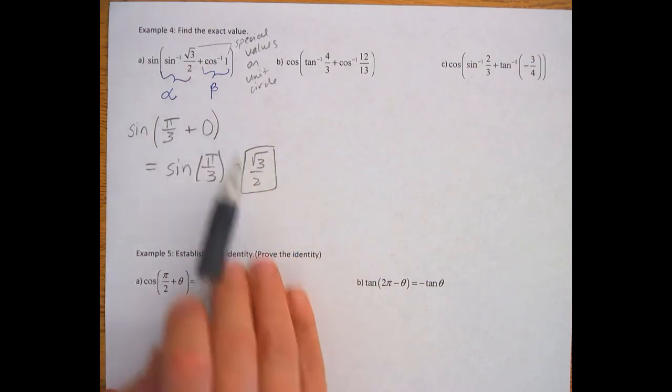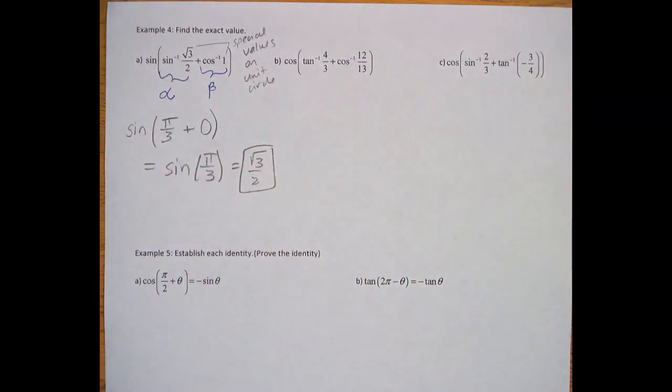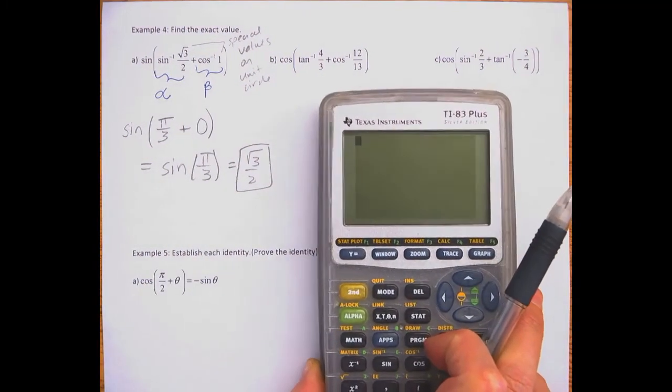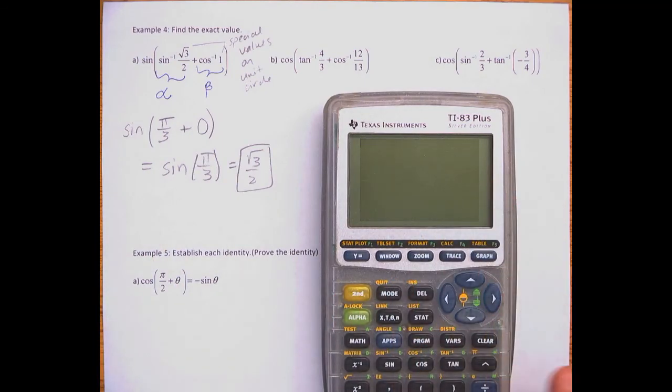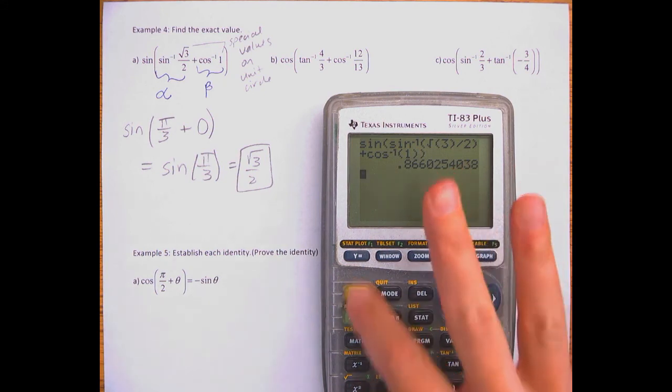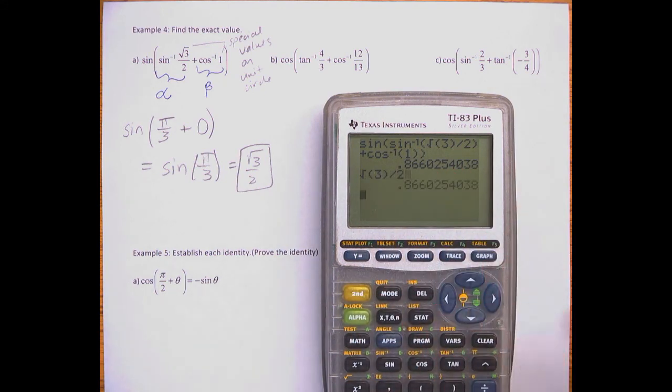Now, again, you can check this on your calculator. It doesn't really matter what mode you're in in this case. I'm in radian mode and that's fine. So I will do sine of the inverse sine of rad 3 over 2 plus the inverse cosine of 1. And there's the decimal that I get, and then I'm going to check that with rad 3 over 2. And they are, in fact, the same decimal. So I know that I did this correctly.